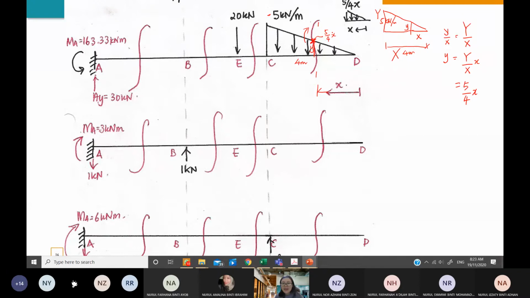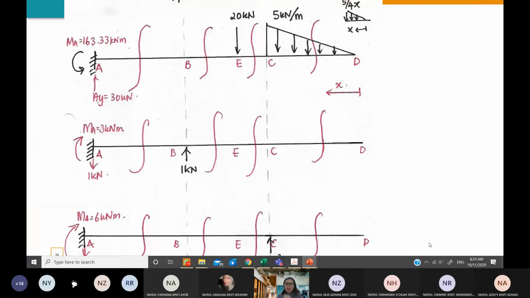Are you clear, class? Yes. Okay, so I'm explaining now how to determine the height of this triangular load at any point within this CD. If you have a specific value for x, you just substitute it into this equation and you determine the height of the triangular load. Now I would like to erase this to explain how to get the moment at the cut section.